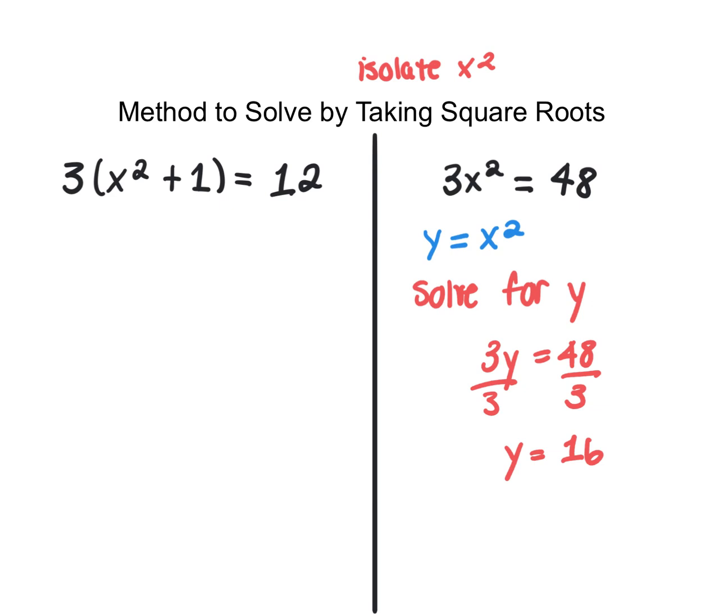And then we go back to the fact that y equals x squared. And we change the y to x squared equals 16. And then to go from here, we're going to take the square root of both sides. And the square root of 16 is going to be 4.